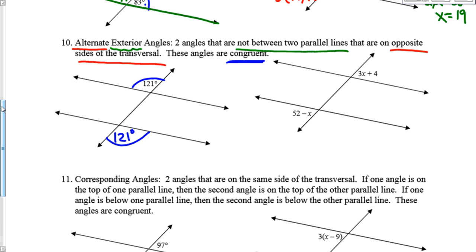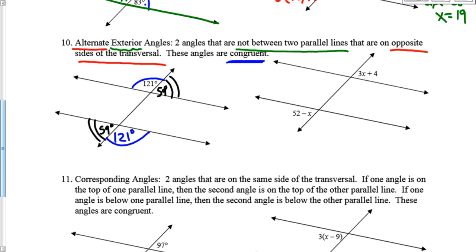Okay, for those of you that are ready, we can also figure out the measure of this one, which is our other set of alternate exterior angles, by subtracting 121 from 180. And when I do that, I get 59. So this one has to be 59 because they're alternate exterior angles, so they are congruent.